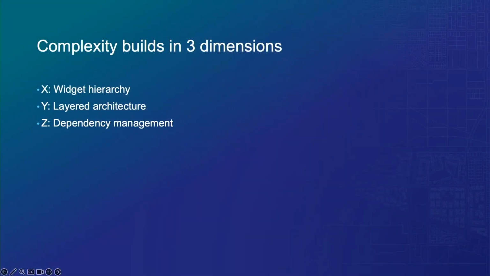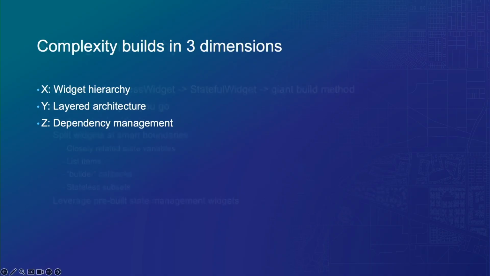So let's say that this complexity builds in 3 dimensions. We'll call them X and Y and Z. So X will be the dimension of your widget hierarchy. And then along the Y-axis, that will be the layers in your application architecture. And then we'll use Z to represent your graph of software component dependencies. I was going to use latitude, longitude, and altitude, but that involves too much trigonometry. So we're just going to do X, Y, and Z.